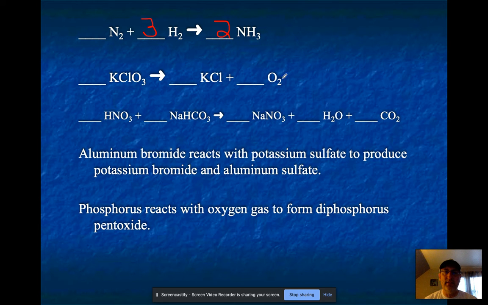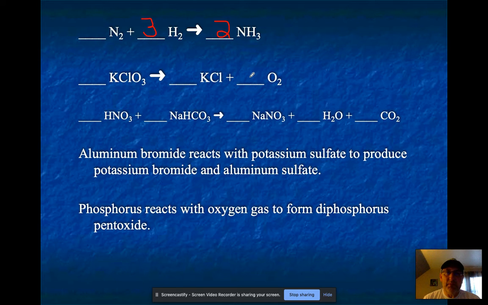KClO3 yielding KCl plus O2. So let's start with the K first. There's 1 there. There's 1 there. That's good. K is balanced. Cl, 1 there, 1 there. That one's balanced. Now O, 3 here, 2 here. Now that's a problem because we have 3, we end with 2. So we have to end with the same amount.